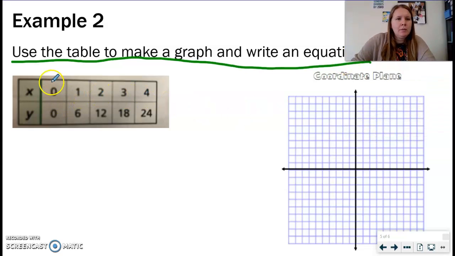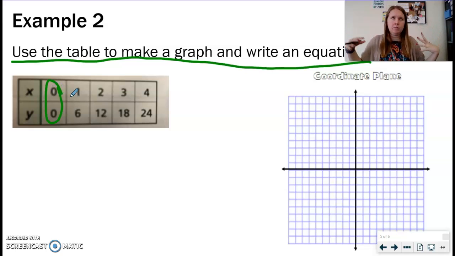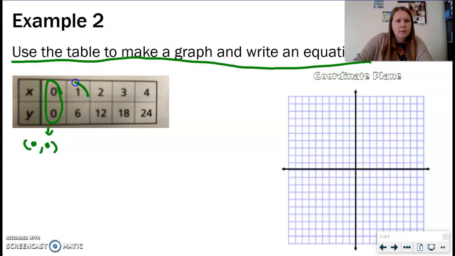So we have this table over here, which remember correlates with coordinate points. So here's an x and a y value. This time it's horizontal instead of vertical. And so with this, I would have the point 0, 0. X and a y, I'd have the point 1, 6. And so on and so forth.